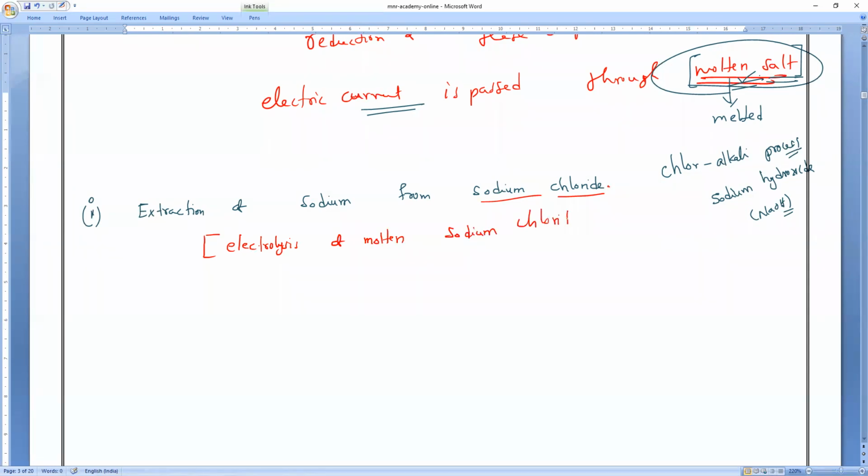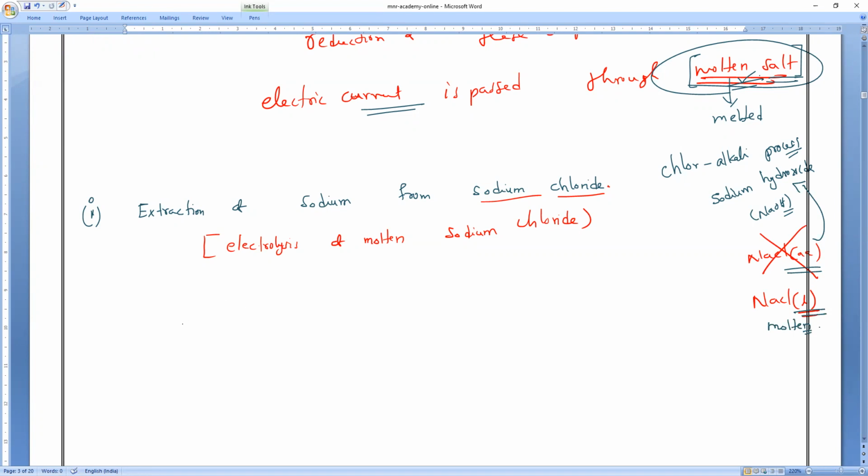What do you mean by molten sodium chloride? NaCl aqueous or NaCl liquid? NaCl liquid. Aqueous means dissolved in water, that is for the other case. NaCl molten means it is directly melted. Keep that in mind.